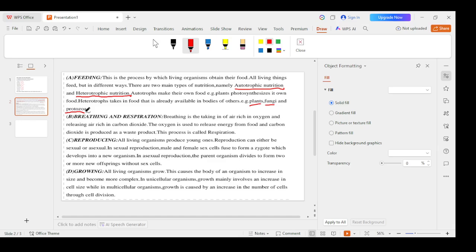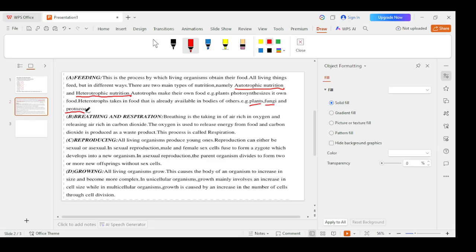So we are done with the first type of characteristics, or one of the characteristics of living organisms, which we just called feeding. Now we are going to proceed to the next one and see another important characteristic of living organisms, and this characteristic is what we call breathing or respiration.